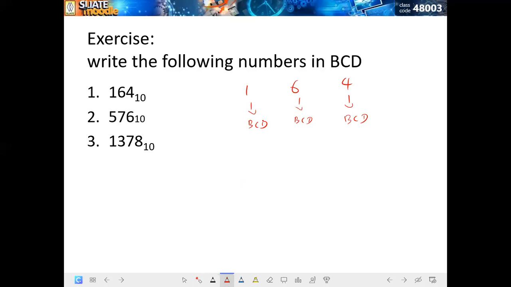Okay, then what you have to do is you can expand the numbers like this. Then you have to find the corresponding BCD value for each and every number. For example, for the first one, 164, 4 you can represent like 0, 1, 0, 0. Then for the 6, 0, 1, 1, 0. For 1, it's easy. 0, 0, 0, 1.